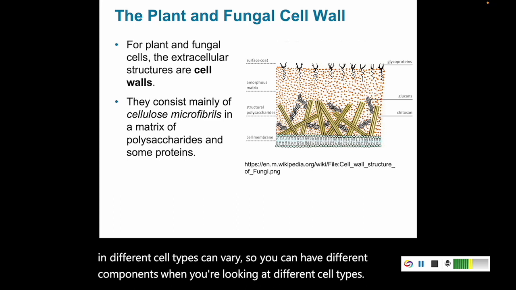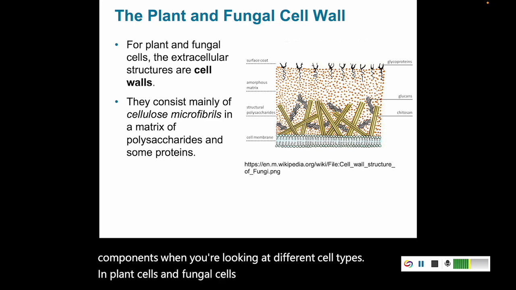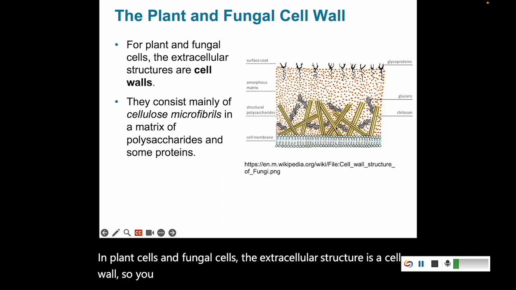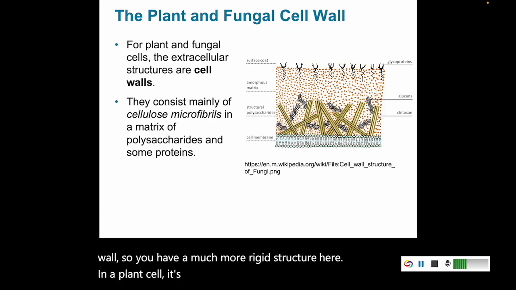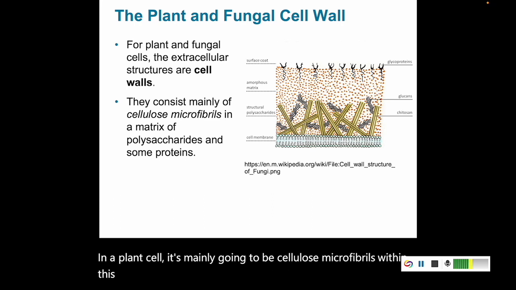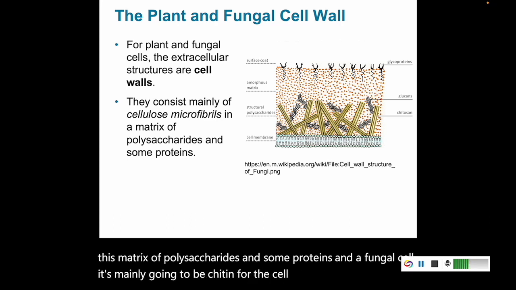In plant cells and fungal cells, the extracellular structure is a cell wall. So you have a much more rigid structure here. In a plant cell, it's mainly going to be cellulose microfibrils within a matrix of polysaccharides and some proteins. In a fungal cell, it's mainly going to be chitin for the cell wall. These are both types of polysaccharides.